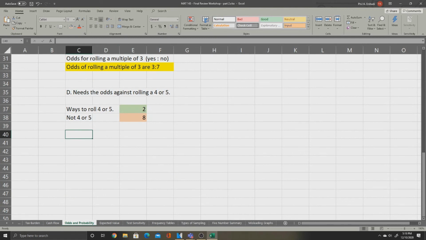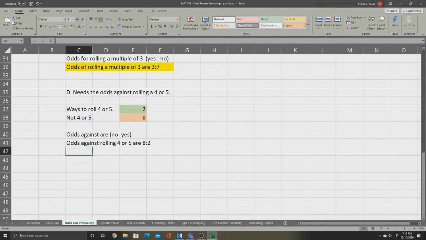So, if you want odds against, we are going to use the no answers first and the yes answers second. It's a lot like doing odds for, except we write it backwards. We write no first and yes second. So we can say the odds against rolling 4 or 5 are going to be 8 to 2.